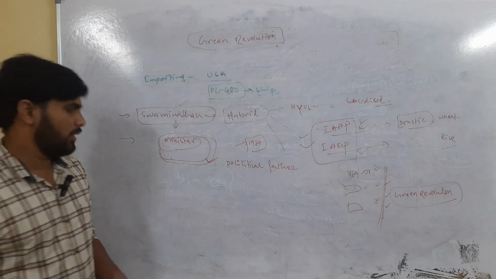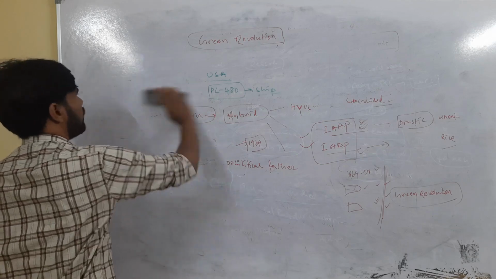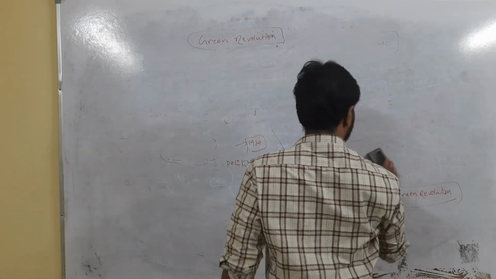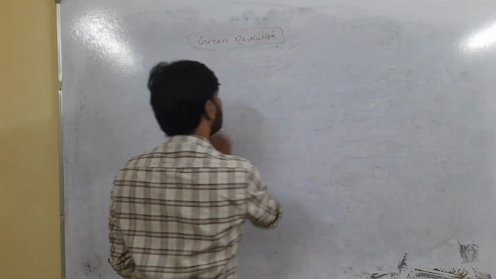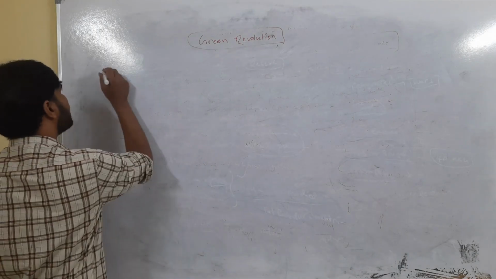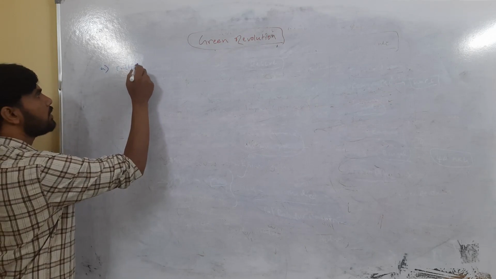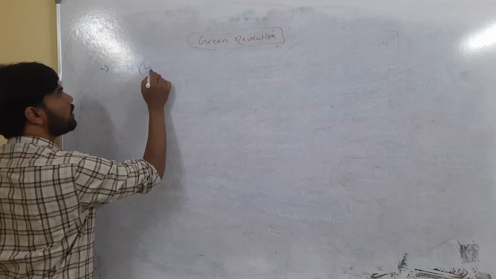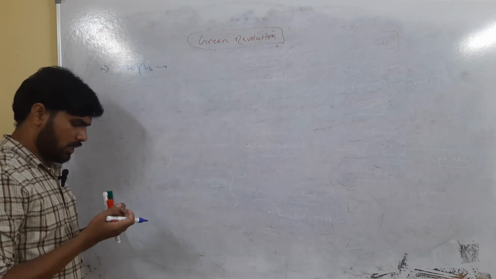Now we will see what other things are associated with the green revolution. One thing we have understood, that is cultivation of the high yielding varieties. One thing we have seen, that is the use of, simply I will write HYVs. What are HYVs? We have understood they are simply hybrids which have the desirable qualities.